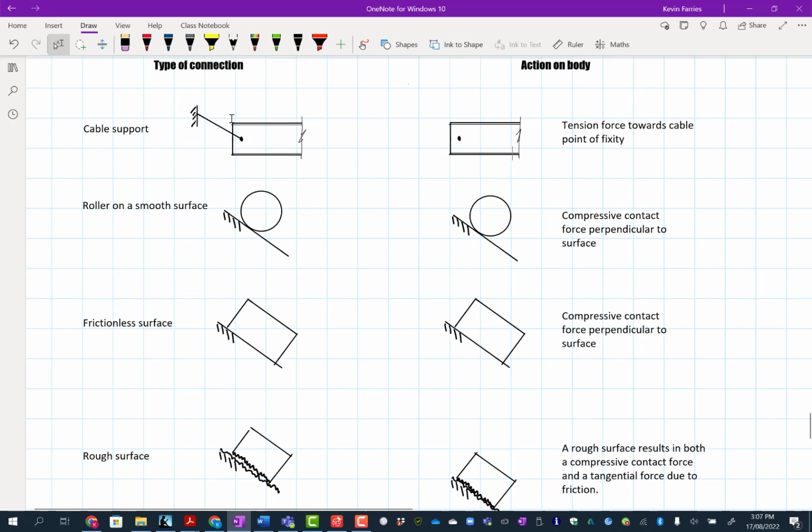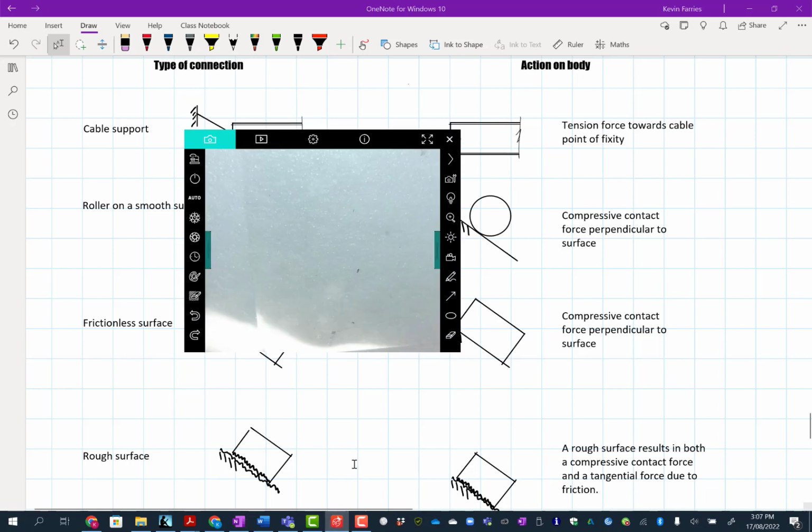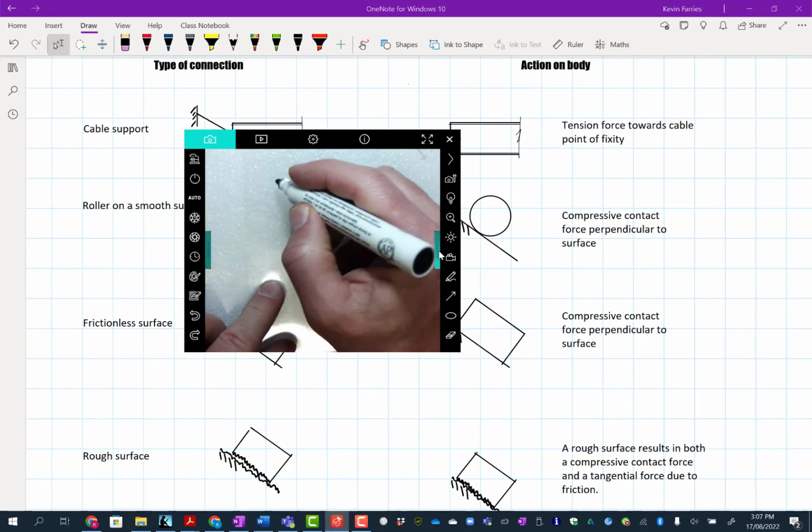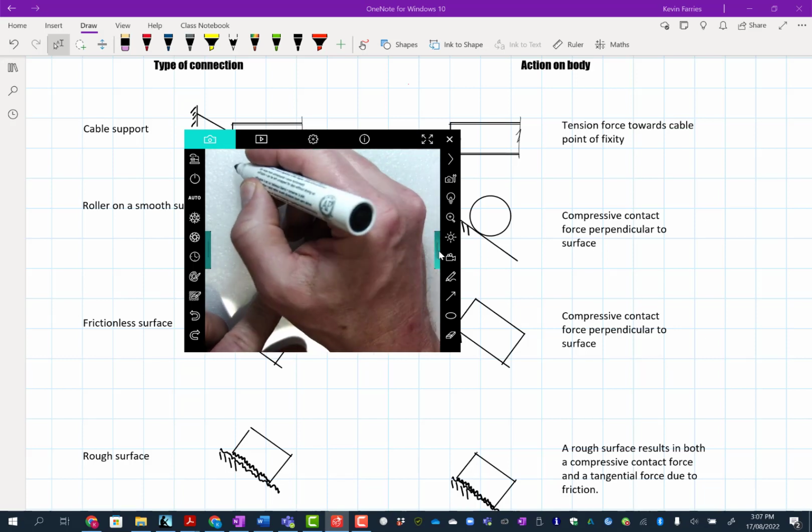So let's take this first one. Suppose we've got a beam that's supported by a cable or a rope or a chain, anything flexible like that. So you've got a beam supported by a cable. We've talked about this before, but I'll just go through it again to show you how this works in this case. So let me bring that up.